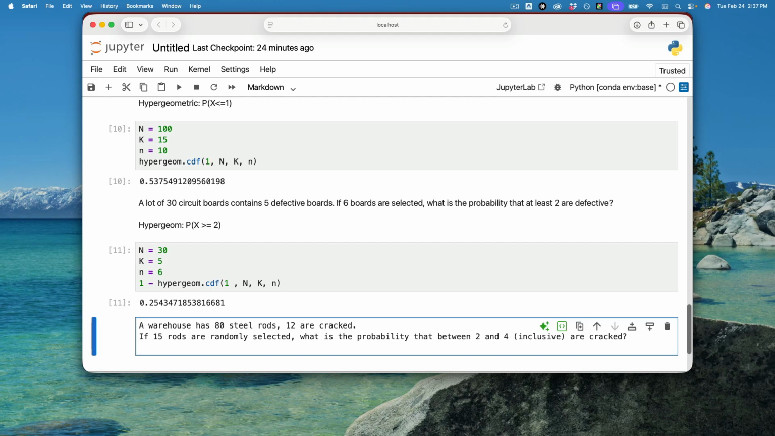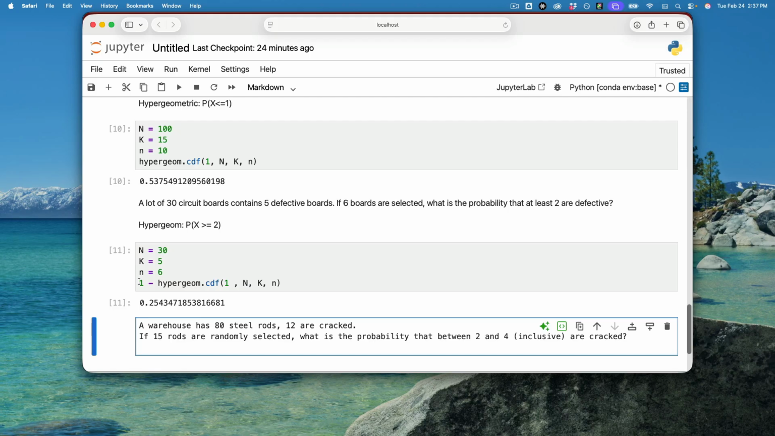How would you do it? With the binomial, you need the probability of success. So how do you calculate that? If you remember, there was a slide where I said the hypergeometric can be modeled as a binomial. So how do you get the probability of success? In this case, 5 over 30, right? So you could do this as a binomial.